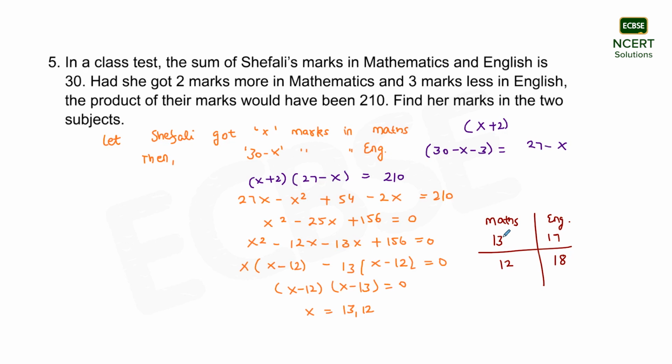So there are 2 possibilities for the marks she obtained in maths and English. That is 13 and 17 marks, and 12 and 18 marks respectively. So this was about the 5th question of exercise 4.3. I hope this question is clear to all of you.